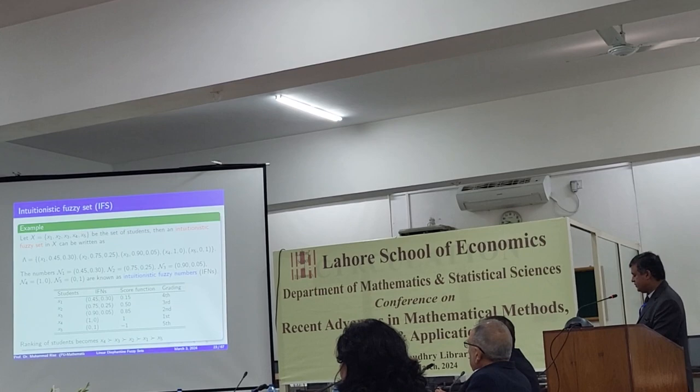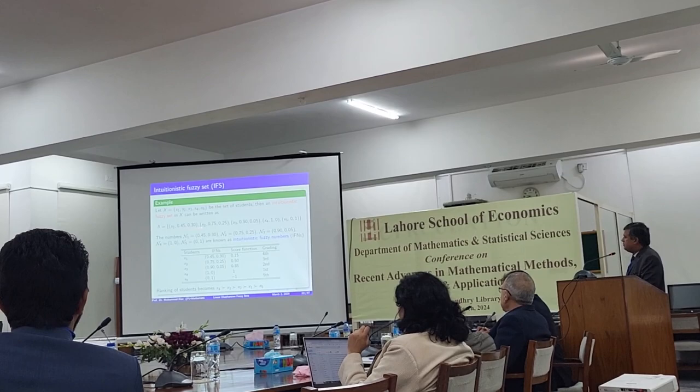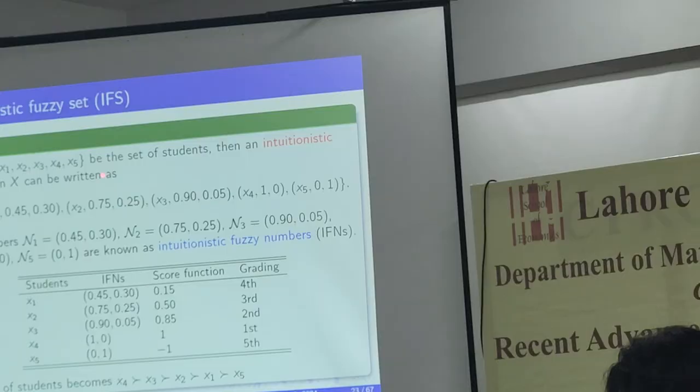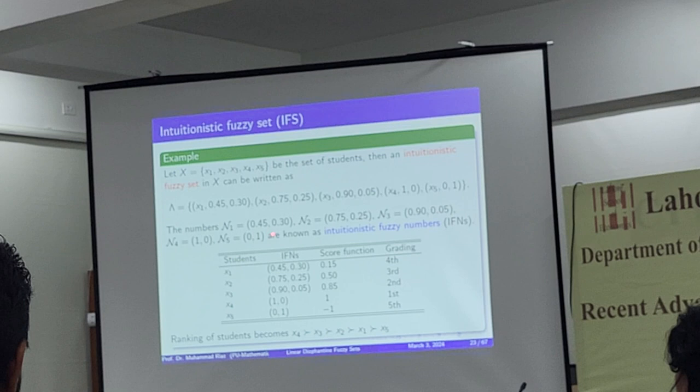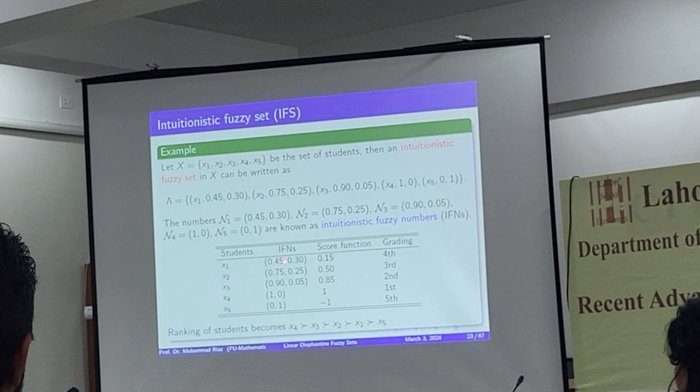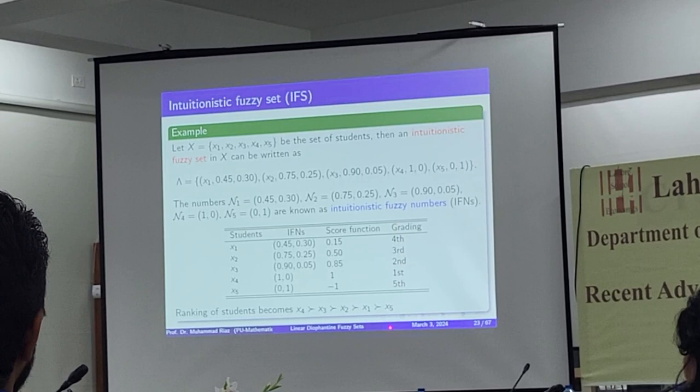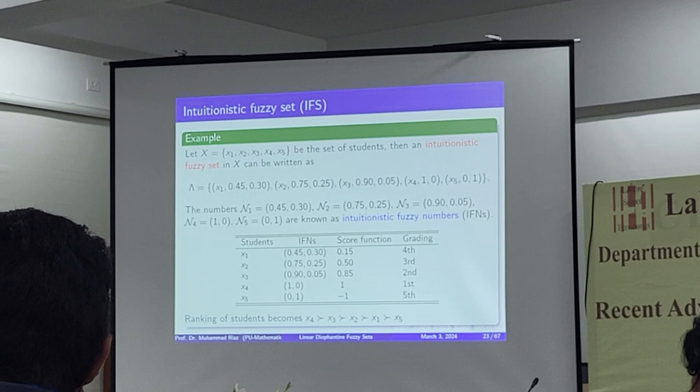For example, we consider one decision maker and we have some objects, say x1, x2, up to x5. These are the students. These are the intuitionistic fuzzy numbers, like 0.45 membership and 0.30 non-membership. We compute the score functions and then we can give the ranking. So this is a simple case. We have not considered any criteria, attributes, and other things.